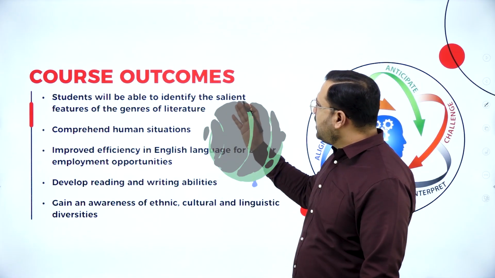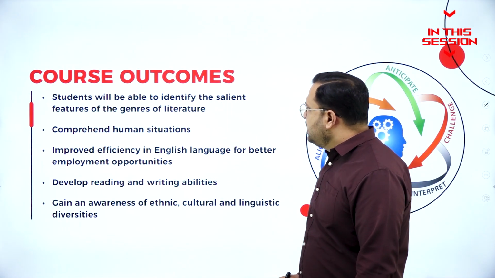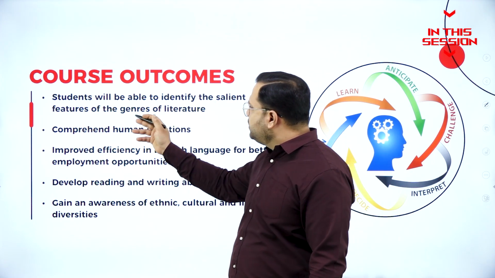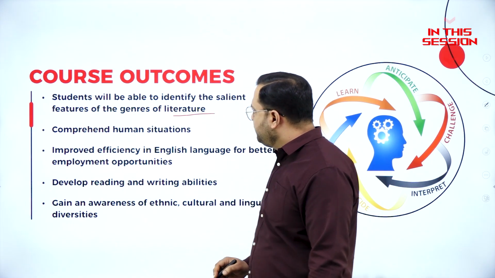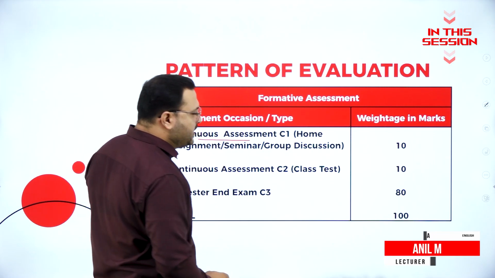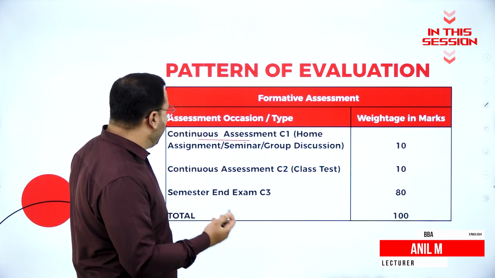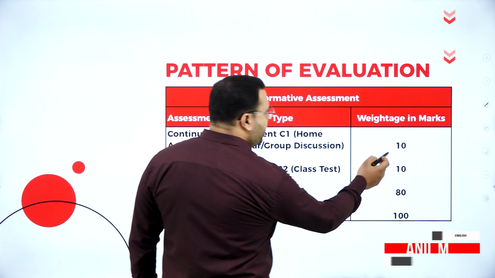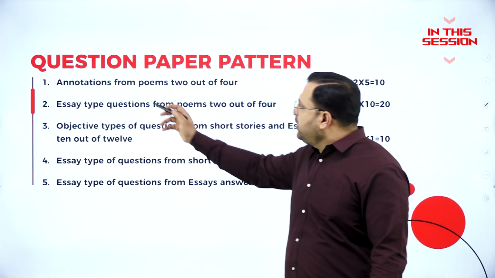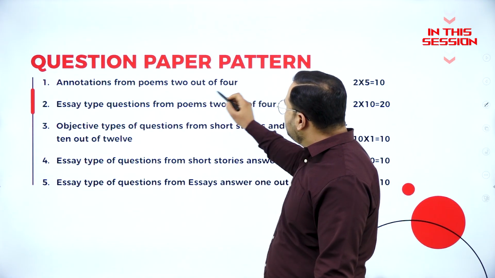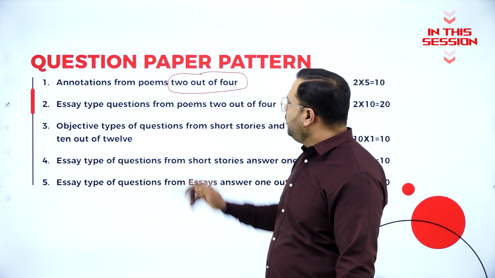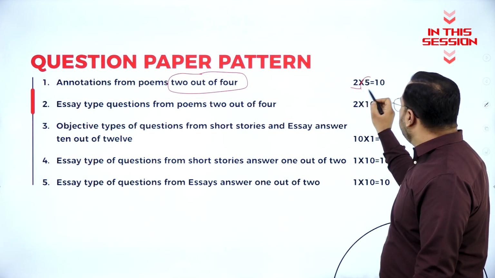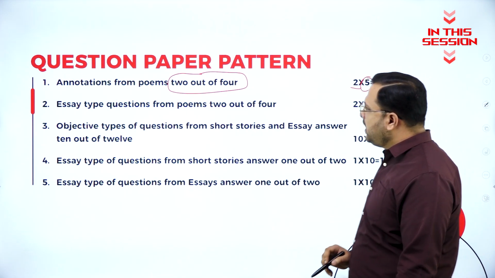So here the course outcomes are listed like this. Students, that means you will be able to identify the salient features of genres of literature. Continuous assessment, that is C1. In C1 you may have home assignment or seminar or group discussion, which would carry 10 marks. Annotations from poems, you have to answer 2 questions out of 4. And those 2 questions will carry 5 marks, which would give you 10 marks.